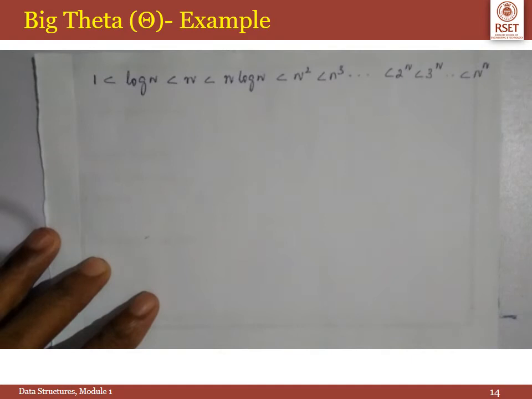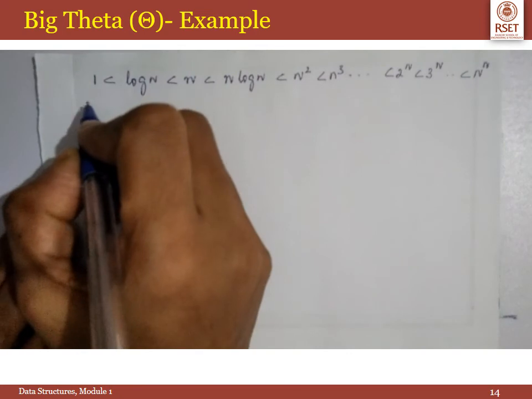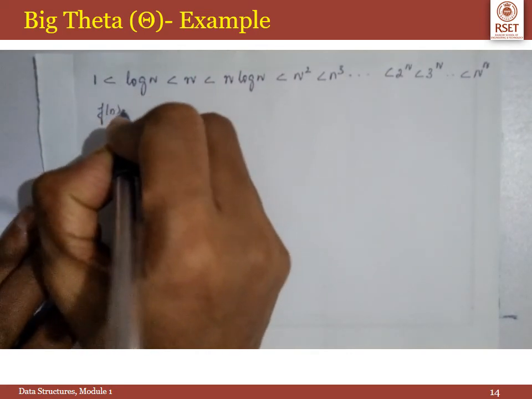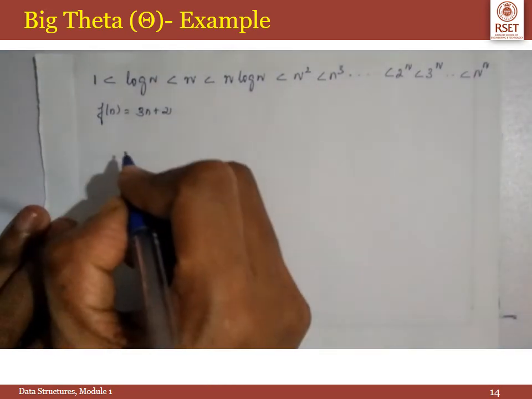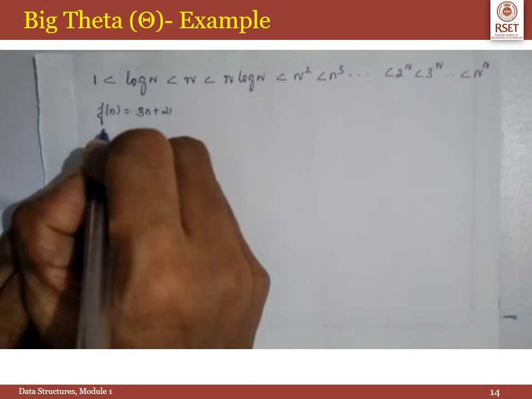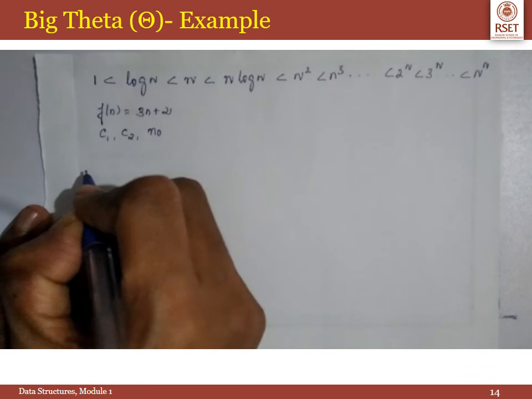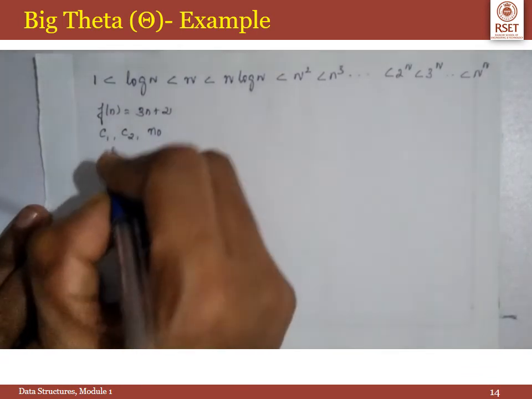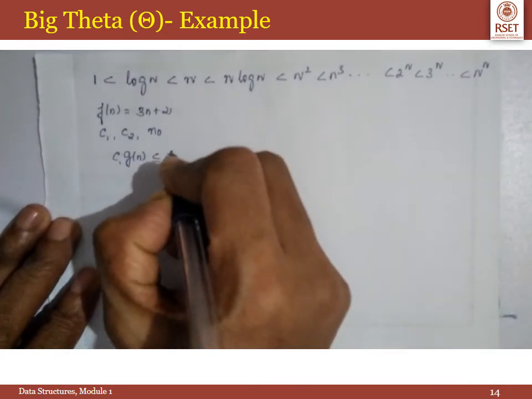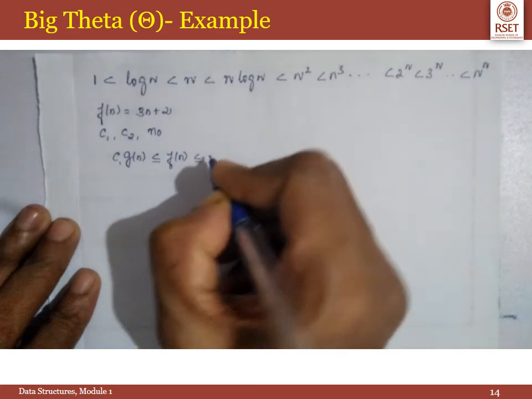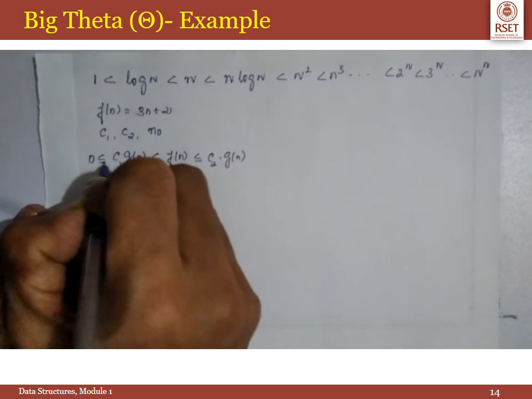Now we'll try to find the asymptotic tight bound, the theta value, of the function. So let us consider the same function f of n equals 3n plus 2. Now, what is theta? To find theta, you need to identify three positive constants c1, c2 and n0 such that if there exists a function g of n, then c1 into g of n is lesser than or equal to the function f of n, which is again lesser than or equal to c2 into g of n. Of course, it is a positive function.